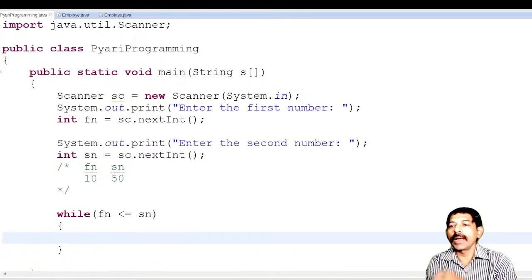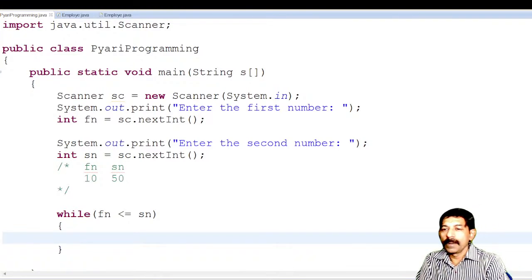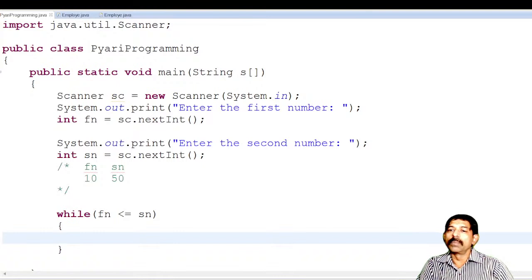Did you get why I changed it to a while loop? This is the most suitable loop, or we can use a for loop also, no problem. Yes, who can give me the answer? What should be the if condition?